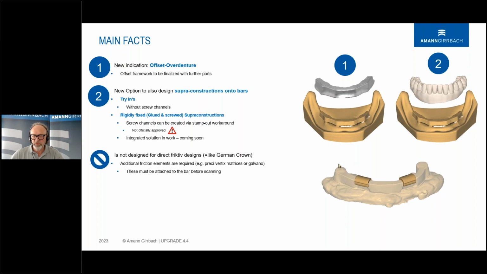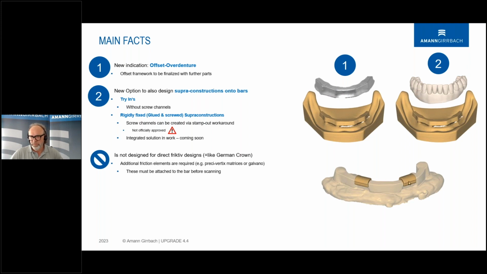And for those who would like to make an overstructure here, an overdenture, like our German crown, the telescopic crown, you can make a raw data import in the Matic. This is possible, so try it out. At the moment it's not approved. It will come, but at the moment it's more or less an overdenture without friction.